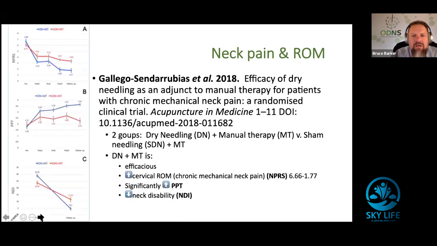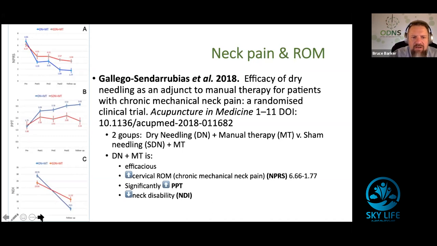A similar result was found in 2018, a horrible surname, Gallego Sandarubias, 2018. They had a look at using dry needling plus manual therapy, again, with chronic mechanical neck pain patients, not the cancer patients, those sort of things, okay? Chronic mechanical neck pain patients. And you can see in the graphs on the left the dry needling plus manual therapy group, that's the blue group, compared to the sham dry needling plus manual therapy group, okay?